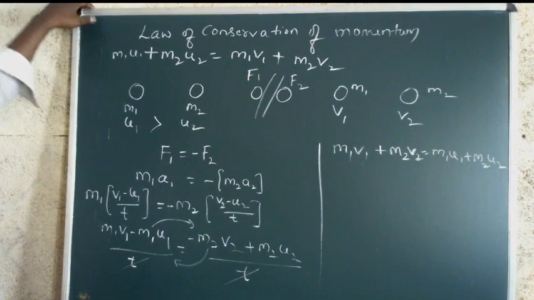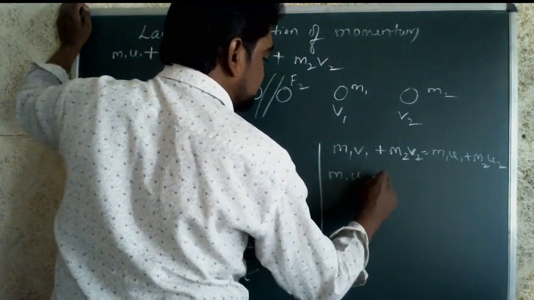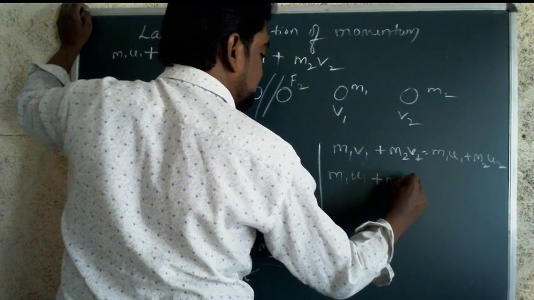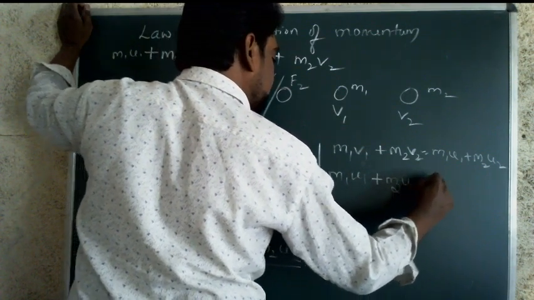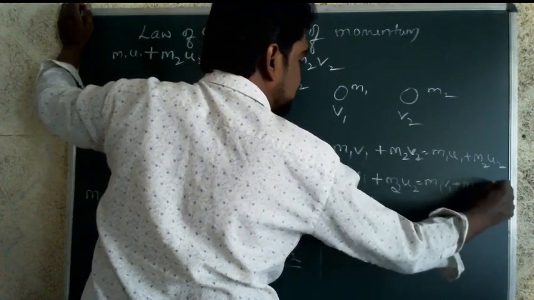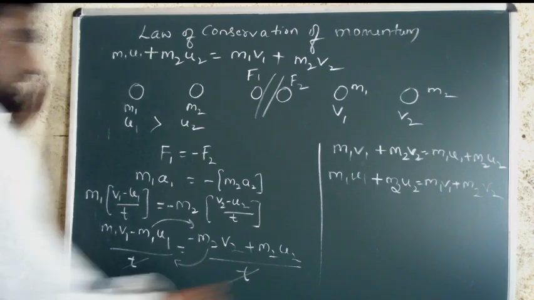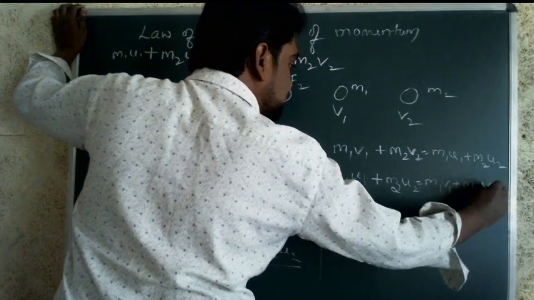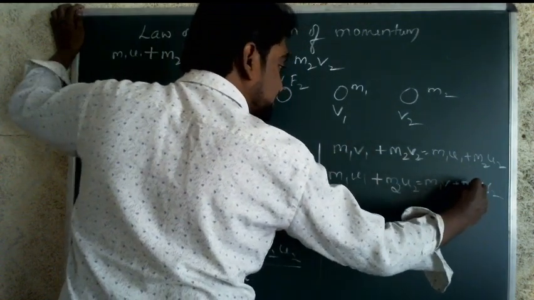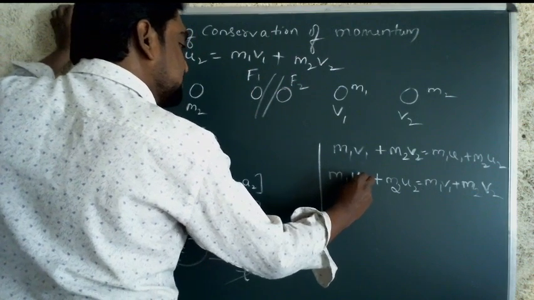Now if you write this in order: m1 u1 plus m2 u2 is equal to m1 v1 plus m2 v2. This is the final expression. Understand? So this is the final expression. Like this you can derive the law of conservation of momentum.